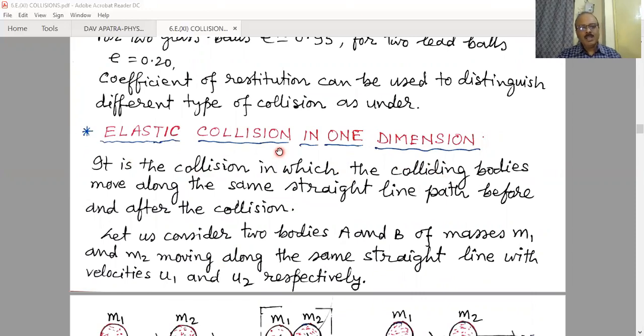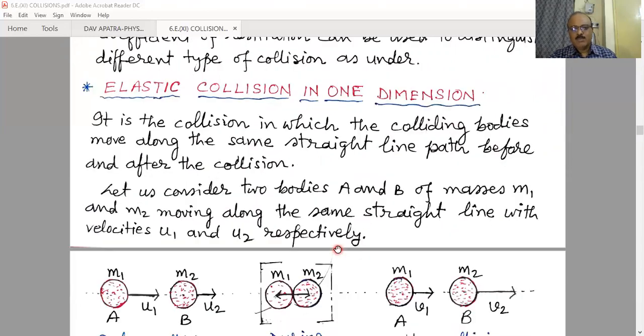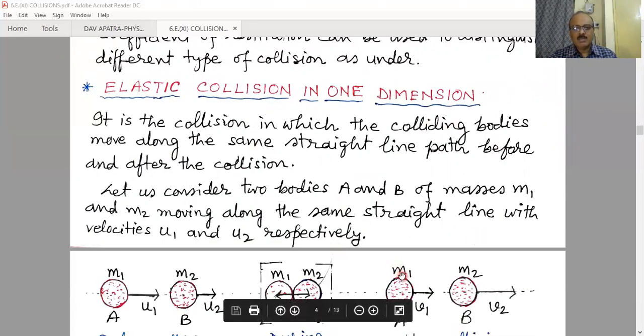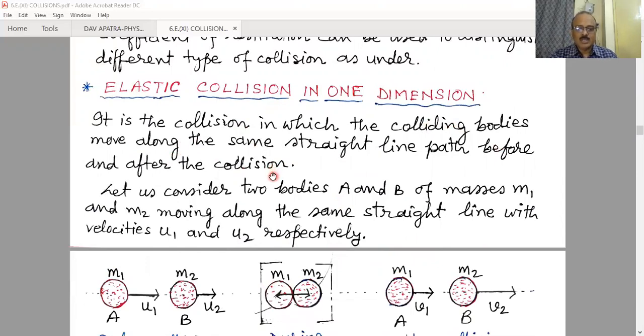Similarly, a one dimensional collision is a collision in which the colliding bodies move along the same straight line path before and after the collision. That means the colliding objects move along the same line before and after the collision. This type of collision is known as an elastic collision in one dimension. It is also known as a head-on collision.